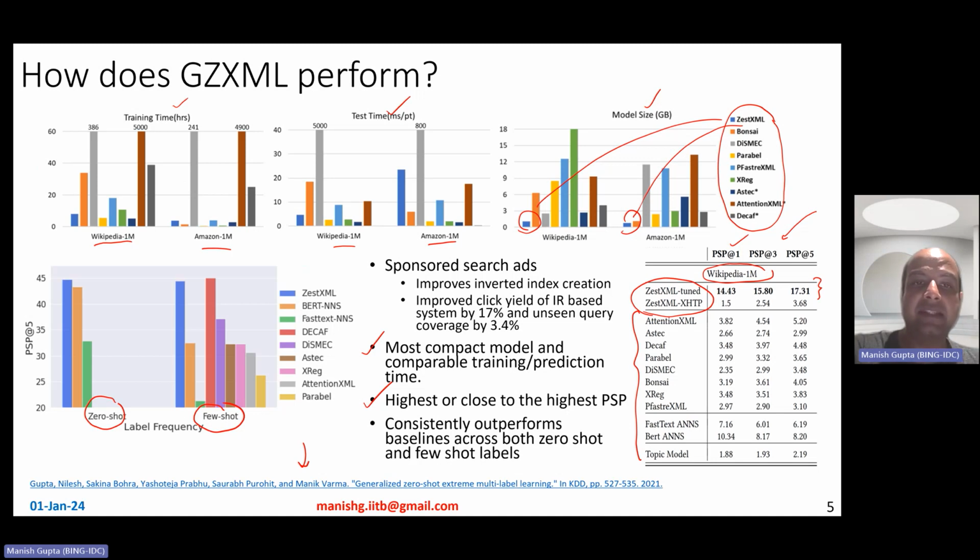What you observe is that ZestXML performs really well on zero shot as well as few shot labels also. So it consistently outperforms baselines across both zero shot and few shot labels. Specifically in zero shot, it was able to give really good results. Other algorithms did not really work. So other algorithms are not shown because they are not capable of doing zero shot classification anyway.